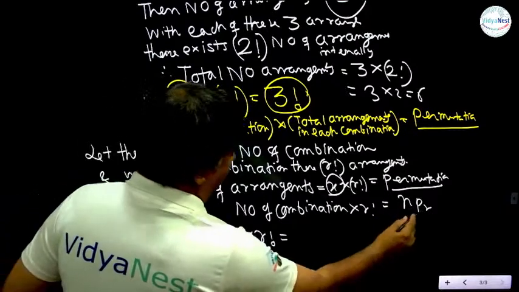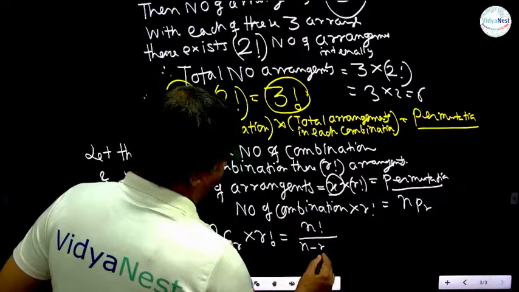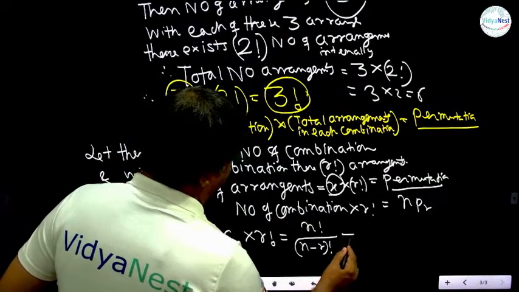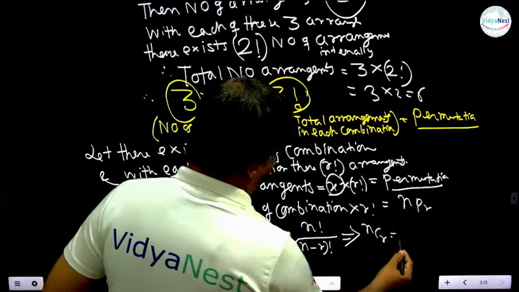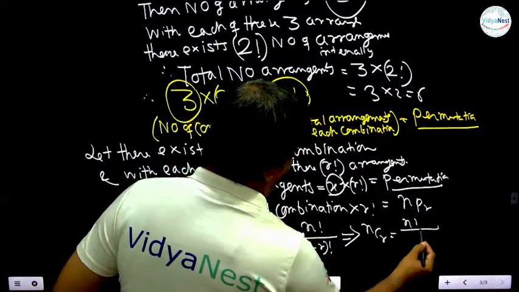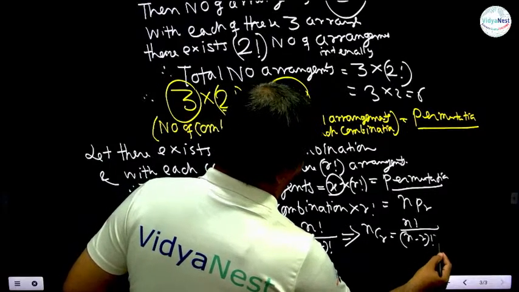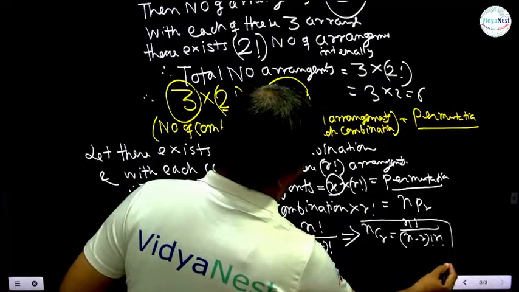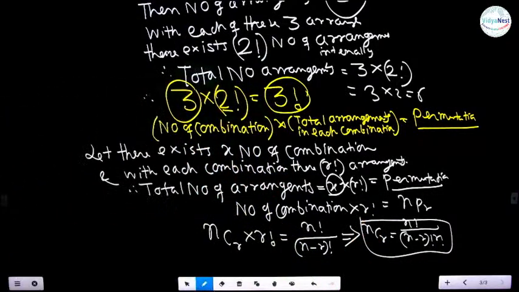And NPR is what? That formula we already derived in the first class. So NCR is factorial n by (n minus r) factorial into factorial r. That is the relation between combination and permutation. Hope you could follow.